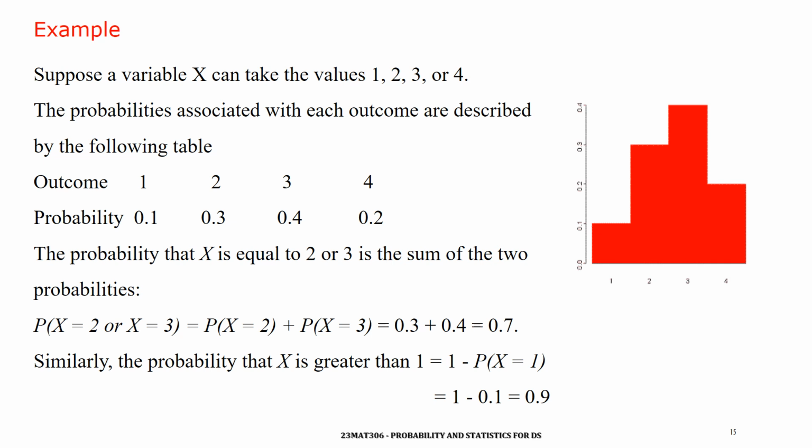So now we are given values of x and their probabilities. If we want the probability of multiple values, we simply add them. For example, the probability of x being 2 or 3 is the sum of their probabilities. So this is how we work with probability tables.